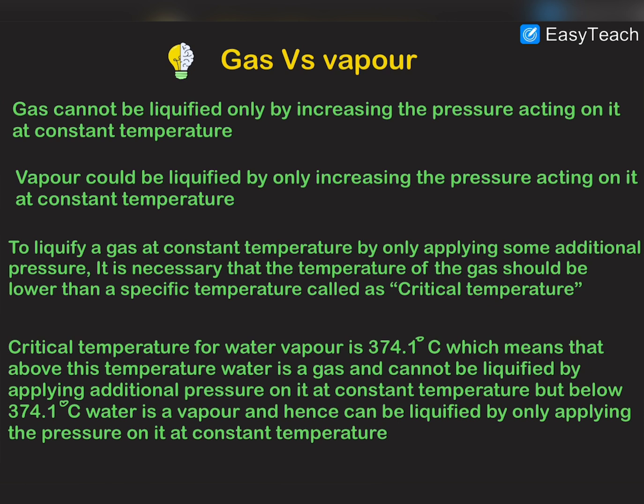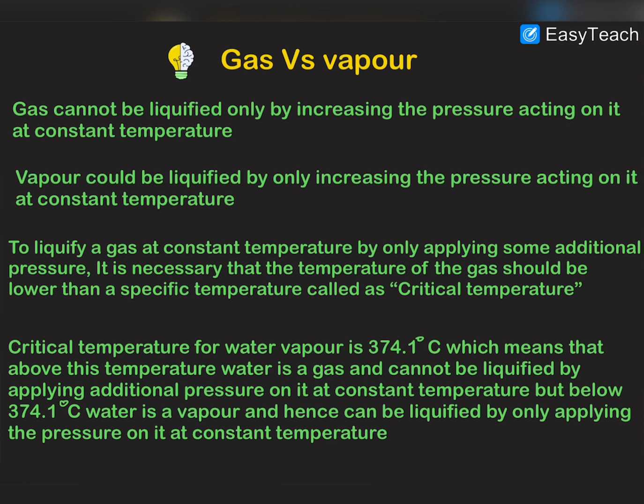it at constant temperature. Let us suppose that we have a cylinder in which there is a movable piston, and there is water vapor above 374.1 degrees Celsius. Let's suppose that temperature is 375 degrees Celsius. So at 375 degrees Celsius, the water vapor in the chamber would be a gas, and if we maintain the temperature constant at 375 degrees Celsius, then by compressing that piston we could not liquefy the gas.